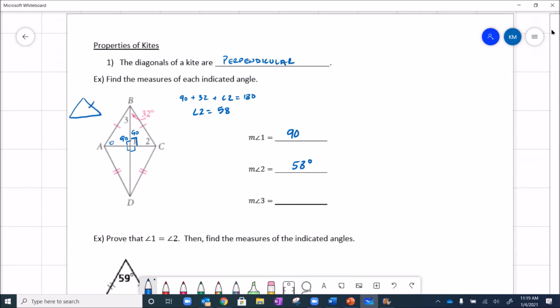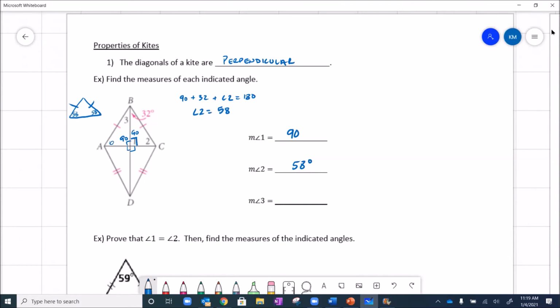And we know that these two sides, these adjacent sides, are congruent to each other. Because they're congruent, we have an isosceles triangle. So in this isosceles triangle, since I know it's isosceles, I know that the base angles are congruent. We just found that angle 2 is 58 degrees. So we would know here that this is also 58 degrees.